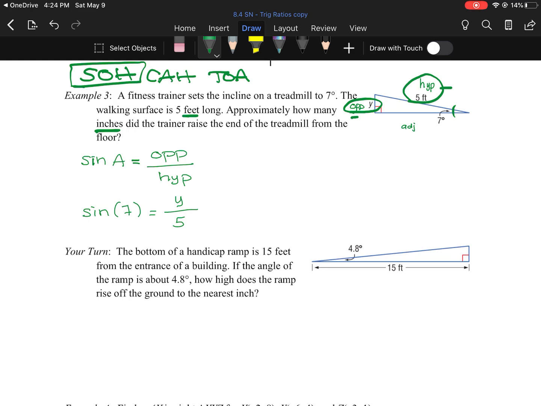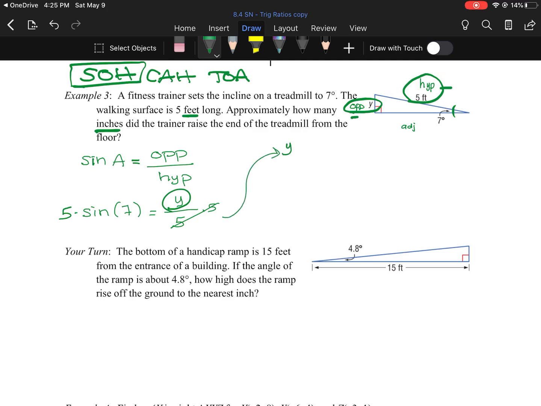If you want to, you can type in the sine of 7, get the decimal, and write that decimal value in there. But if you do that, you have to do at least 4 decimal places. Don't give me 1 because your answer is going to be really far off. I'm going to encourage you to leave that sine of 7 in until the very last step. So to get y by itself, because it's in the numerator, I have to multiply both sides by 5.